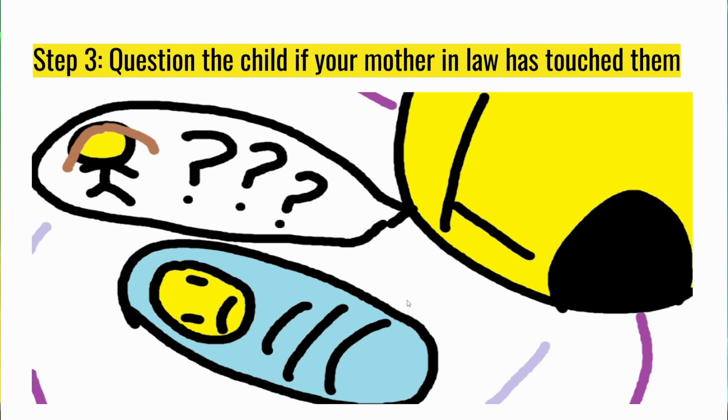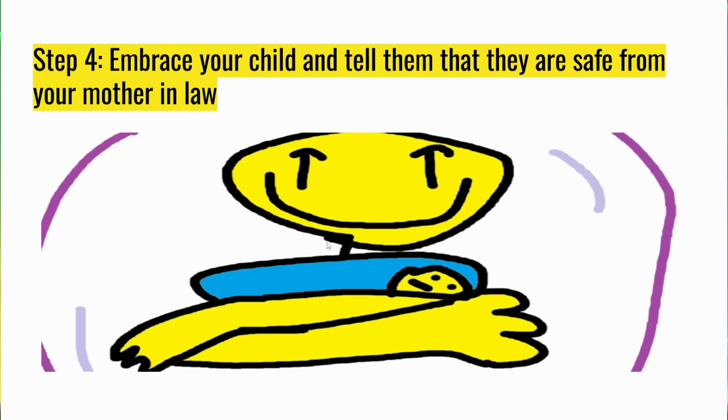And in step 3, you must question your child if your mother-in-law has touched them. That way, you will know whether to further reprimand your mother-in-law and maybe shatter her confidence some more. Step 4, you must embrace your child and tell them that they are now safe from your mother-in-law, because now they're in the 100% guaranteed to repel all mother-in-laws mother-in-law repellent force field.